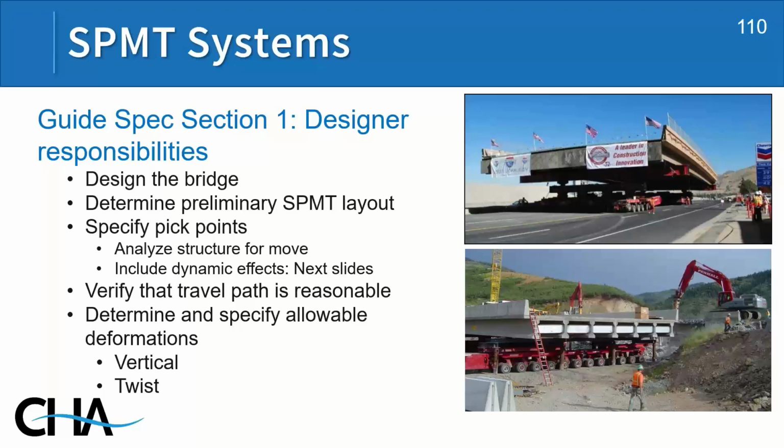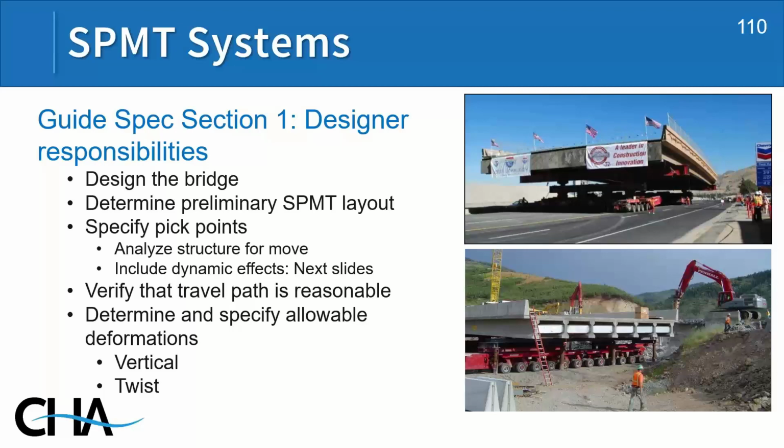We want the designer also to verify that the travel path is reasonable. The photos on the right show two different SPMT moves. The one on the top shows driving a bridge down a city street in Utah. The designer has to make sure the street is wide enough, that there aren't obstructions in the way, and that the machine can actually make its way down the road. You need to know the layout of the SPMTs in order to do this. So we need to bid a project and have a set of plans that is buildable, so the designer has to do at least some preliminary engineering with respect to the layout of SPMTs.